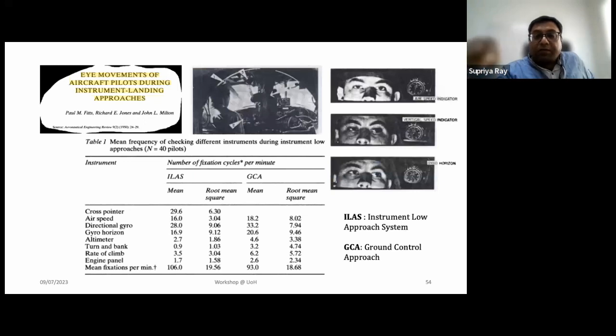I'll skip that, but it was a very early study where researchers studied pilots' eye position. This study was published in 1950. And they showed how much time pilots spend on different instruments while they are doing some kind of instrument landing approach or at a very low height, low altitude. Yeah, go to the next.